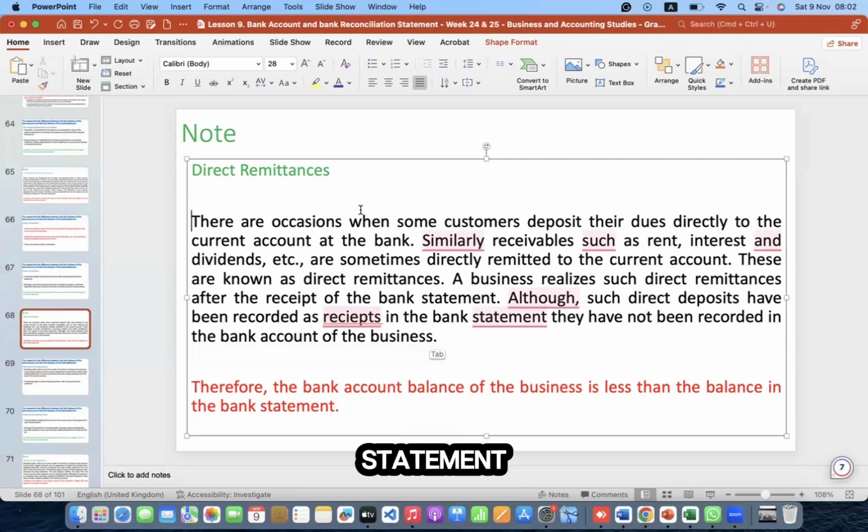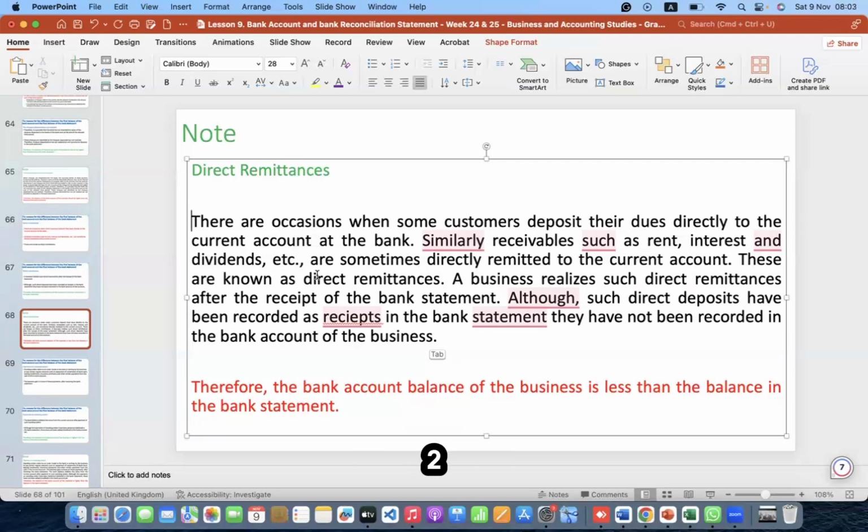Bank statement එක ආවට පස්සේ තමයි ඒක හොයාගන්න වෙන්නේ. Although such direct deposits have been recorded as receipts in the bank statement, they have not been recorded in the bank account of the business. මොකද ඔයා දන්නේ නැහැ ඒක කවදද ආවේ කීයක් ආවද මොකක්ද කියලා දන්නේ නැහැ. ඒක හොත් දැනගන්න වෙන්නේ bank statement එක ආවට පස්සේ තමයි. Therefore, the bank account balance of the business is less than balance in the bank statement.